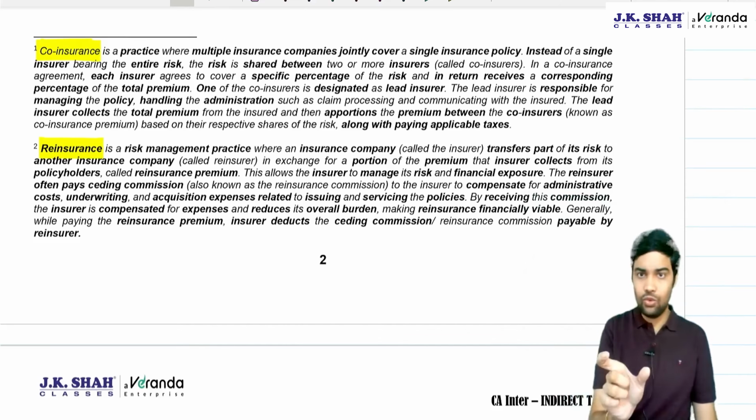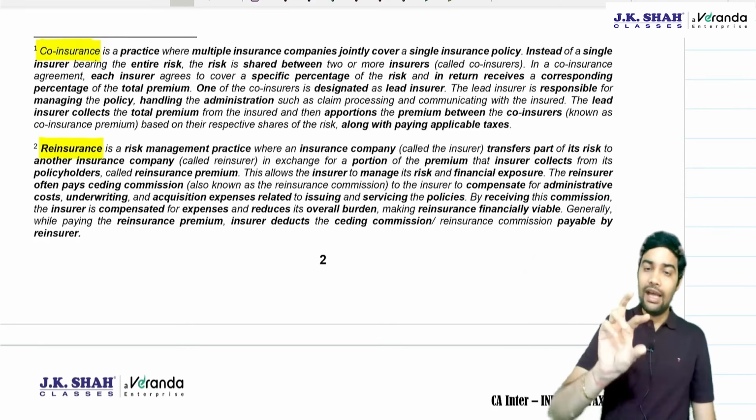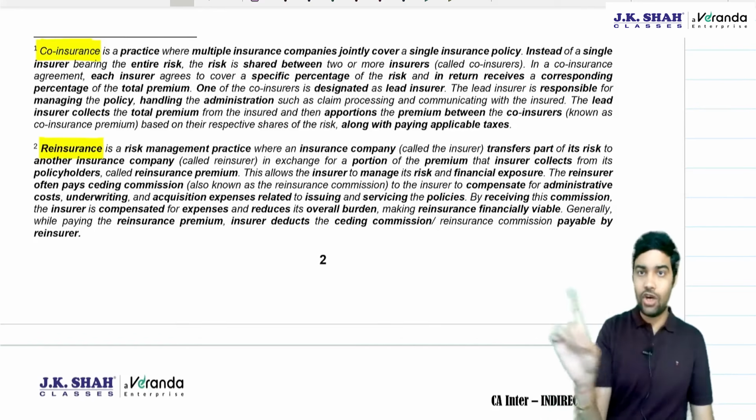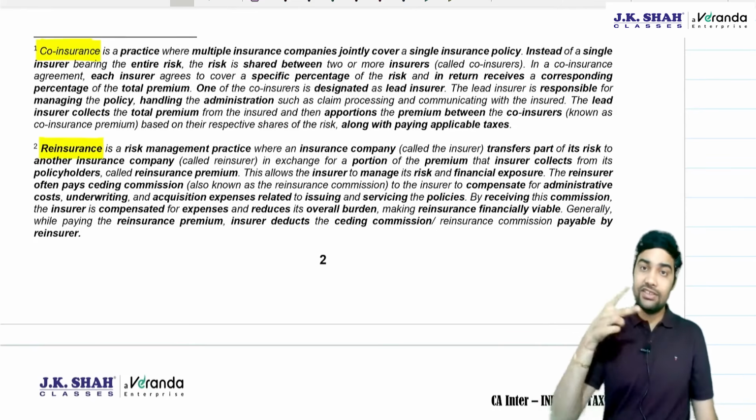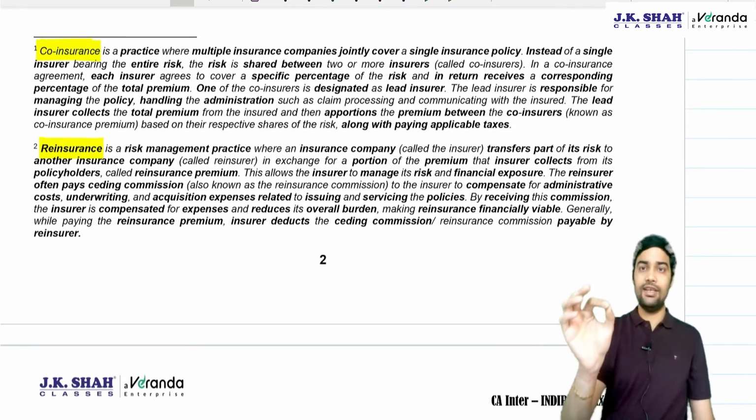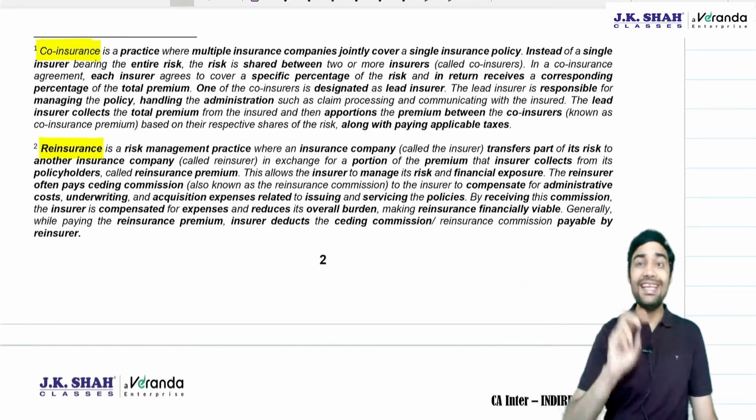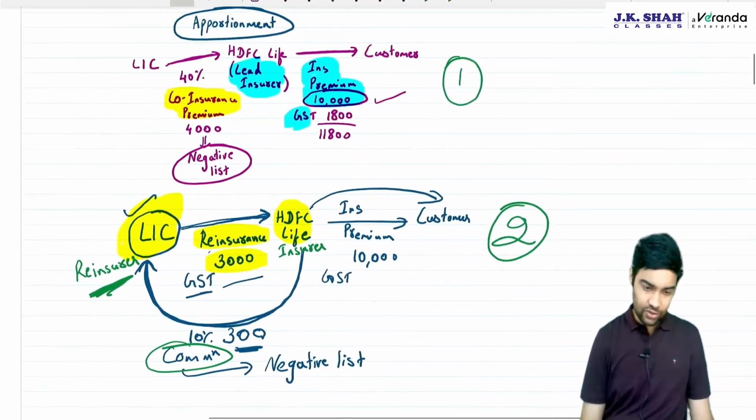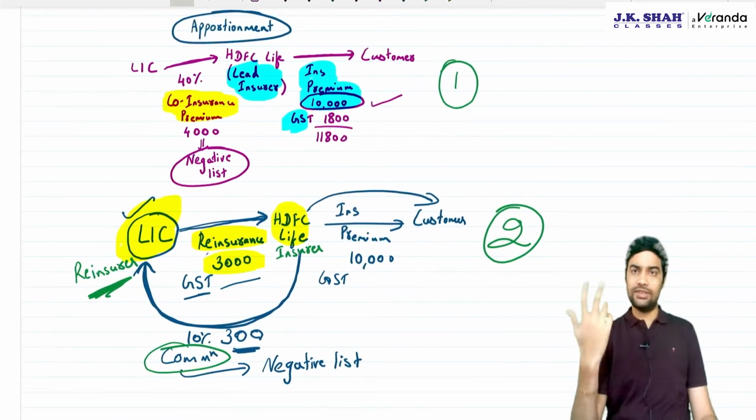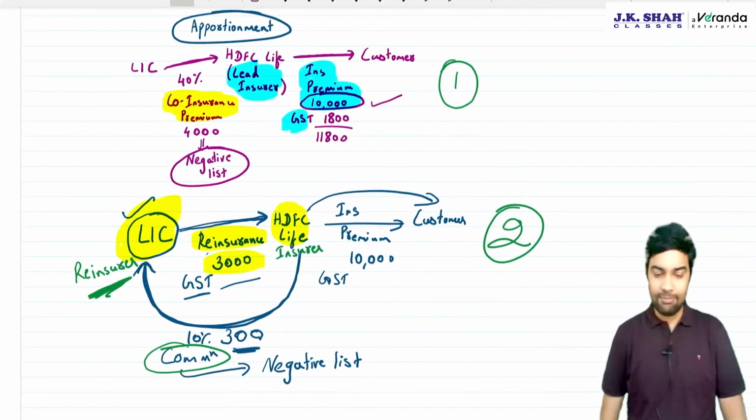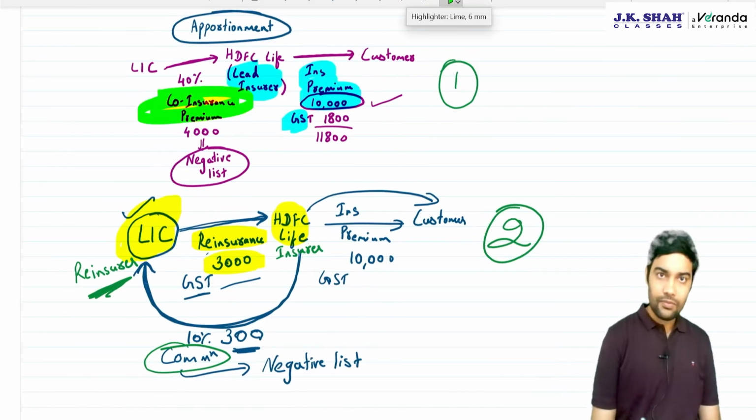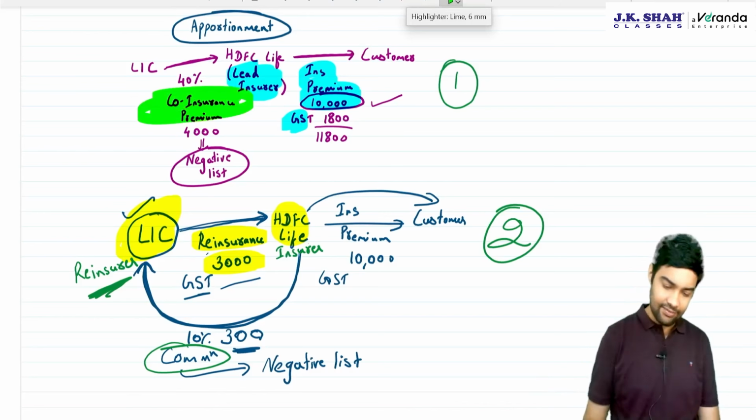In co-insurance, there are two insurers. The premium which is apportioned to the co-insurer will not be liable, provided the lead insurer has paid full GST on the insurance premium charged from the insured. Again, you can have a look at these two diagrams. If required, you can just pause the video and draw this and keep it carefully. Two things are in the negative list. One is co-insurance premium. Second one is reinsurance.